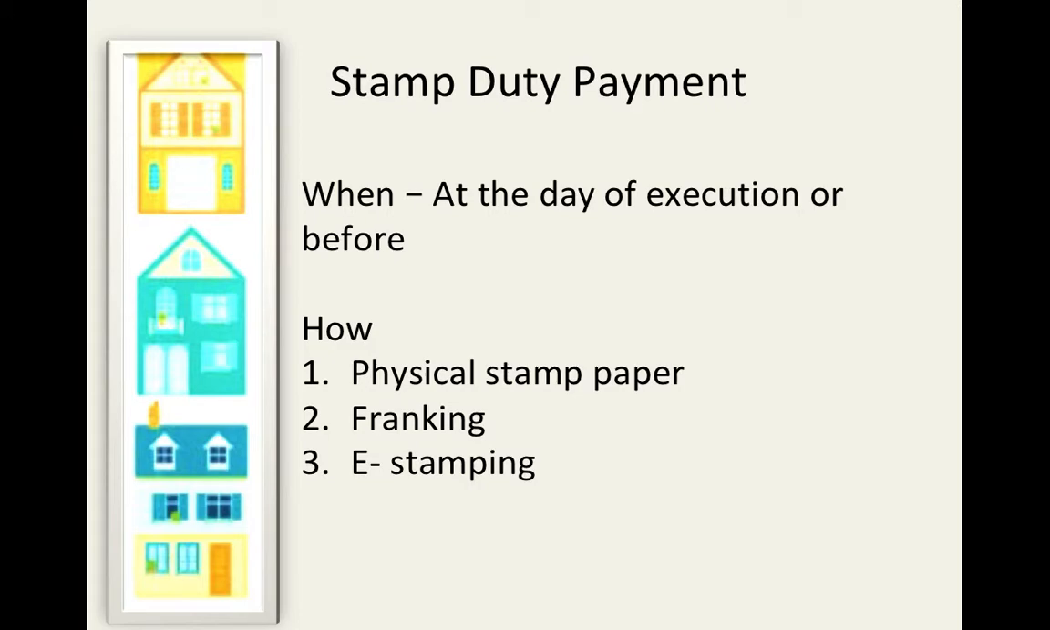Now, every state has some amount that is prescribed for franking, but this amount is then adjusted against your total amount paid for stamping. So, for example, if you were supposed to pay 5% as stamp duty and the amount charged for franking is 0.01%, then you will end up paying stamp duty of 4.99%, so that the total still remains at 5%.